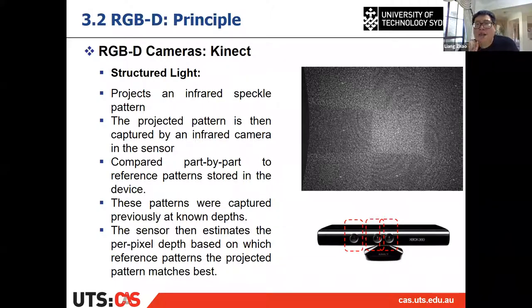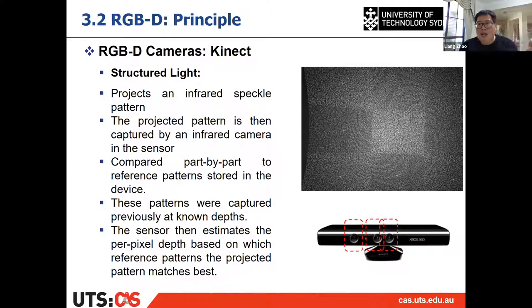And the pattern on different objects with different depths will change the pattern differently. For example, a very simple pattern is if we project parallel lines out, and if there's an object on the table, you can see the lines will not be a straight line together. That is an example, but in the Kinect, the structured light pattern will be a bit complicated. But the principle is similar.